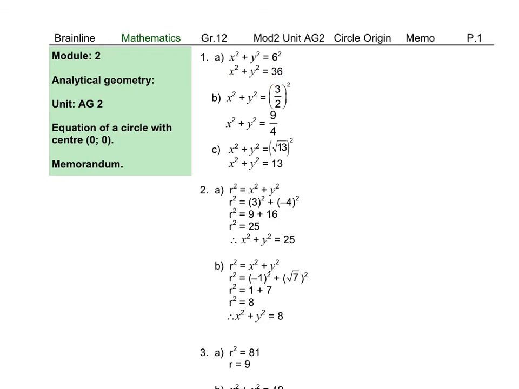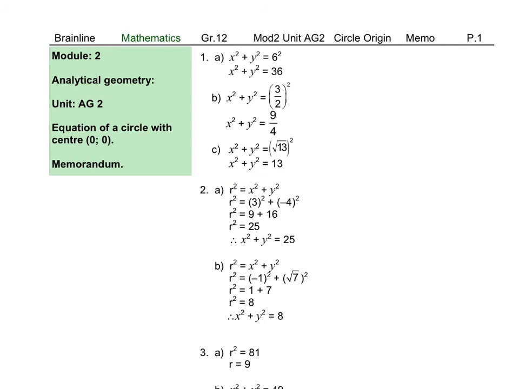The same with question 1b. I will take my r value, the 3 over 2, and square it. 3 squared is 9, 2 squared is 4, so my equation is x squared plus y squared equal to 9 over 4. Then for question C, we were given the r value of square root 13, and it must also be squared. The square root and the square cancel one another out, so I'm left with the 13, and therefore my equation of a circle with the center, the origin, is x squared plus y squared equal to 13.